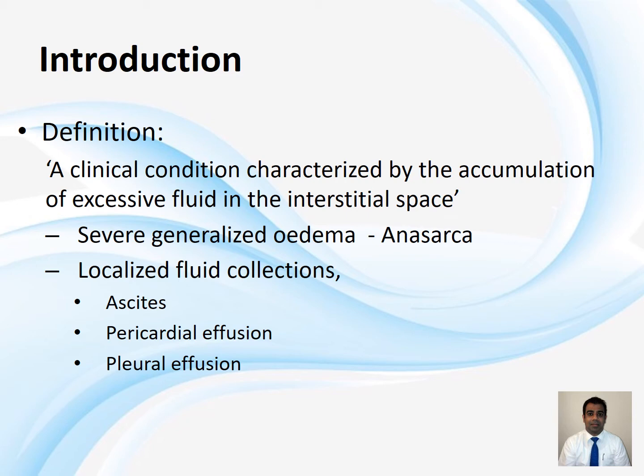distributions of edema. Firstly, the term anasarca is used when the child or the patient is severely edematous, where the entire body is full of fluid, and there can also be localized fluid collections. If there is excessive fluid in the intra-abdominal cavity or in the peritoneal cavity, you call it ascites. If there is excessive fluid in the pericardial cavity, you call it a pericardial effusion, and if there is excessive fluid in the pleural space, you call it a pleural effusion.